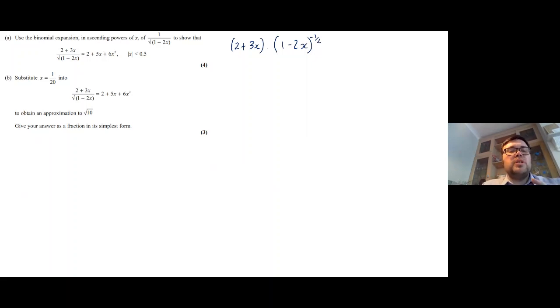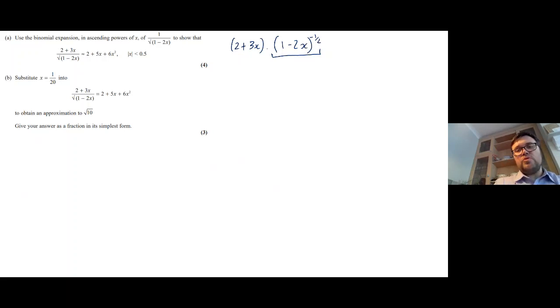Bring it up on top, it changes from a positive power to a negative power, and then obviously the square root is a half. So using the binomial, I'm going to work out this section, and then I'm going to expand it with the 2 plus 3x, and I'm hopefully getting 2 plus 5x plus 6x squared. Notice the little squiggly lines there. It just means the approximation.